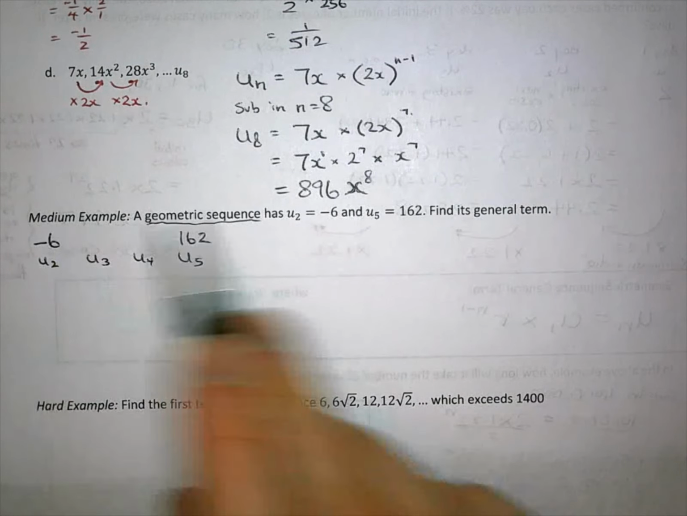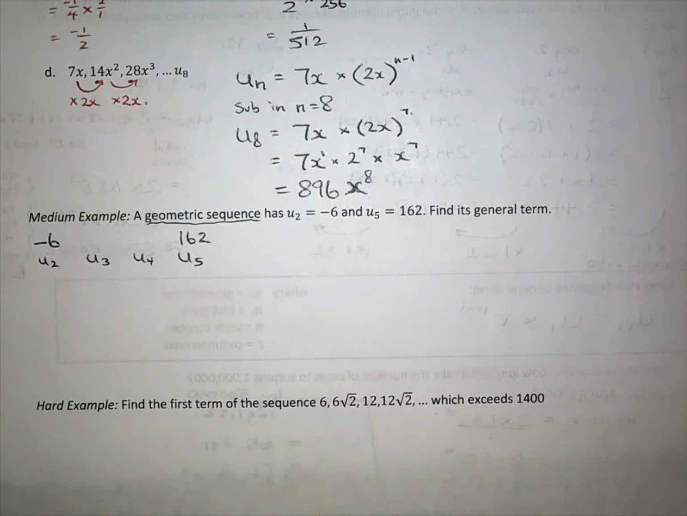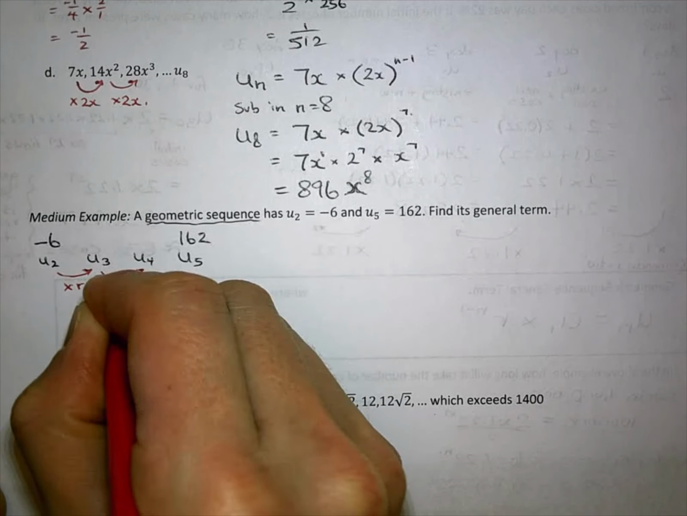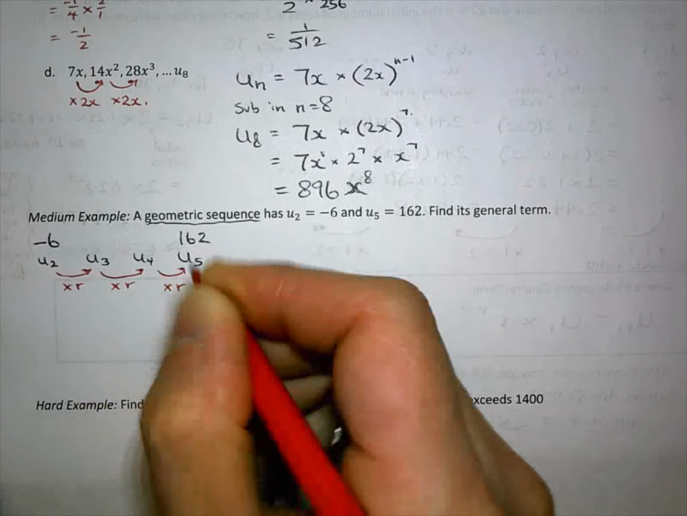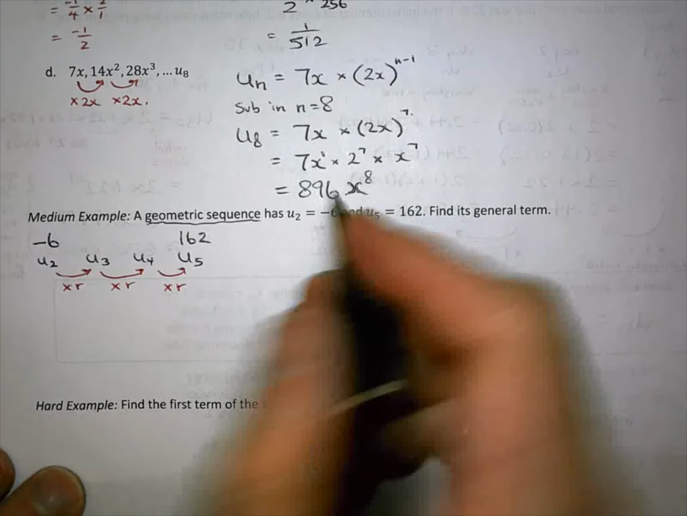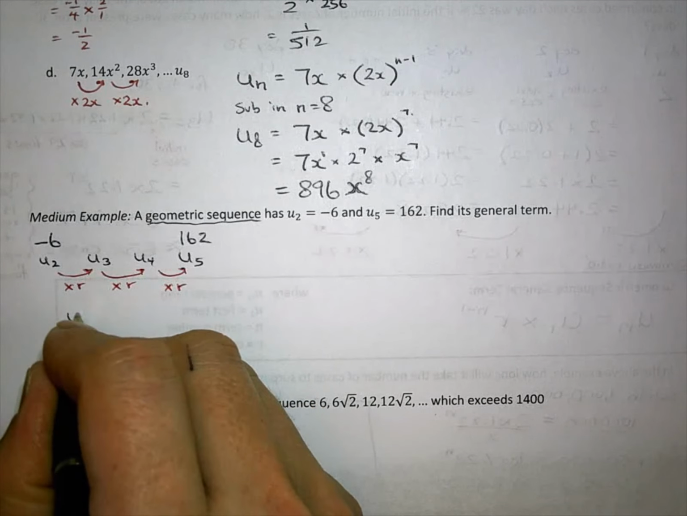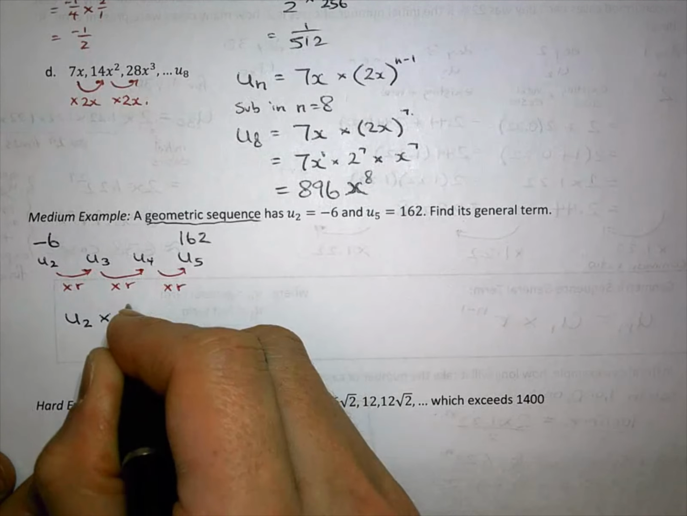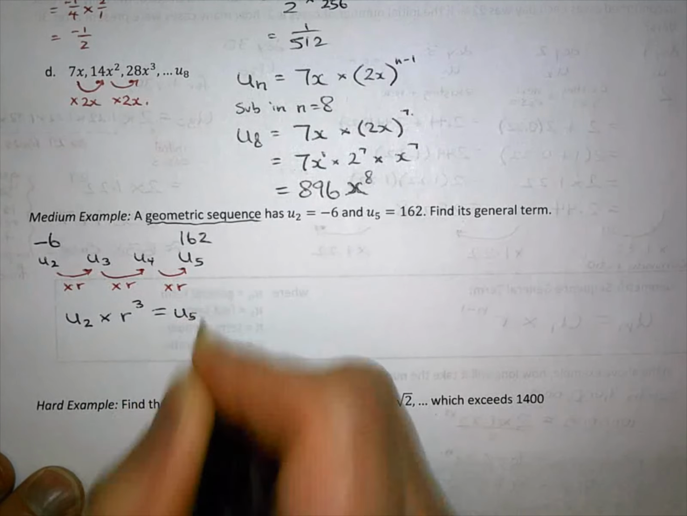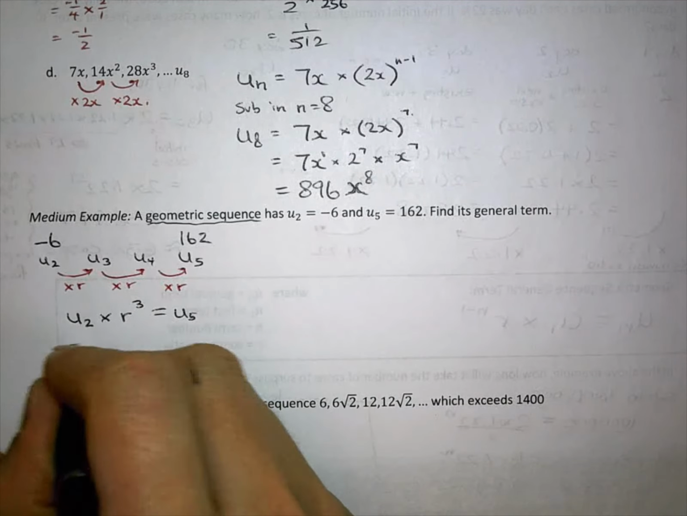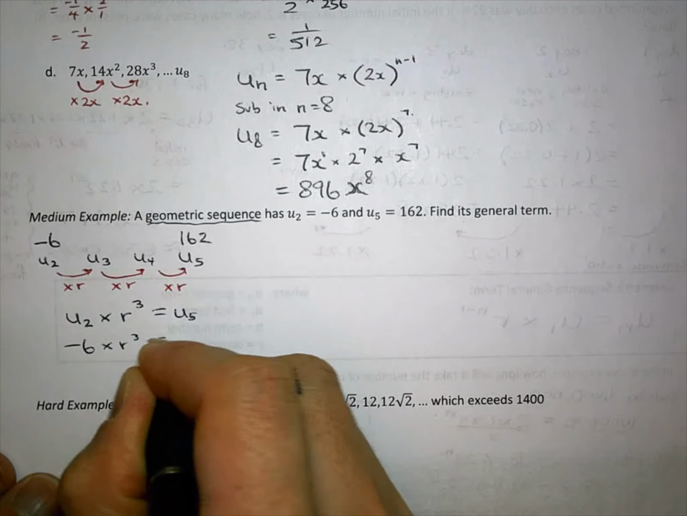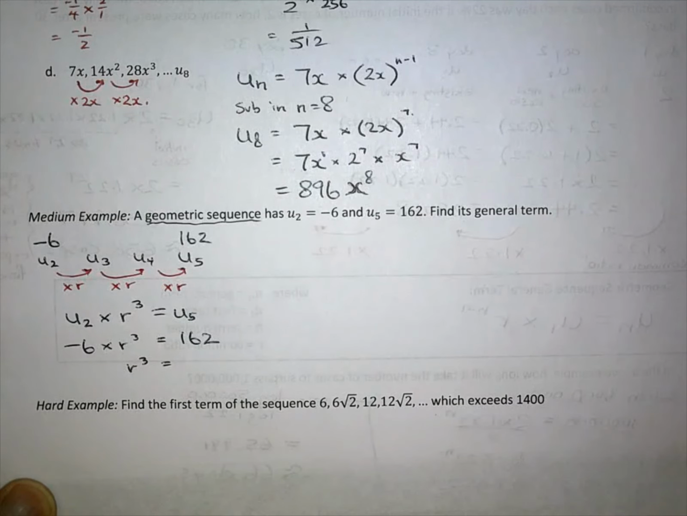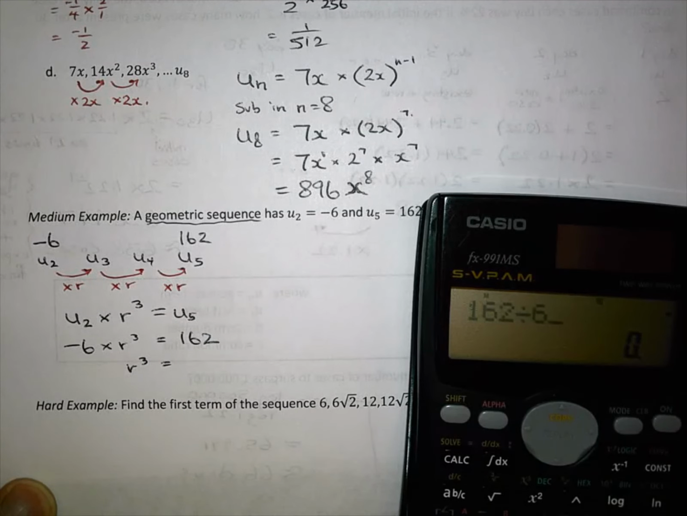So I'm multiplying, it's geometric, so I know that there's some sort of common ratio. Every time they go up, I'm multiplying by this common ratio. So essentially what I know is that u2 times r times r times r, so times r to the power of 3 is going to give me u5. So that would be -6 times r^3 is equal to 162. So I divide both sides by -6. So I get 162 divided by 6.